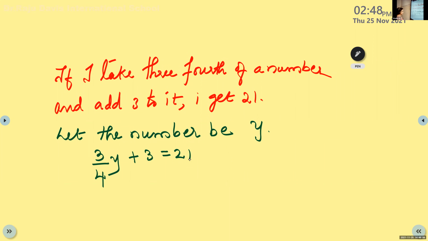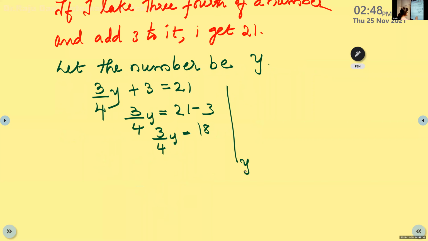Which number will you take to the other side, transpose? 3 by 4 y is equal to 21 minus 3. So 3 by 4 y is equal to what is 21 minus 3? You will get 18. So y is equal to how much?